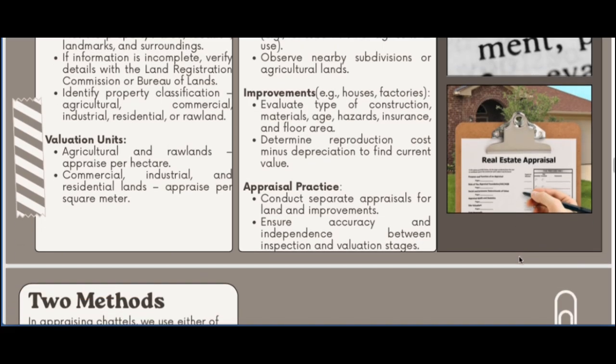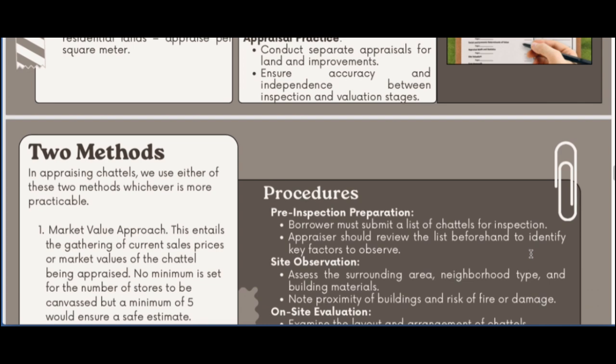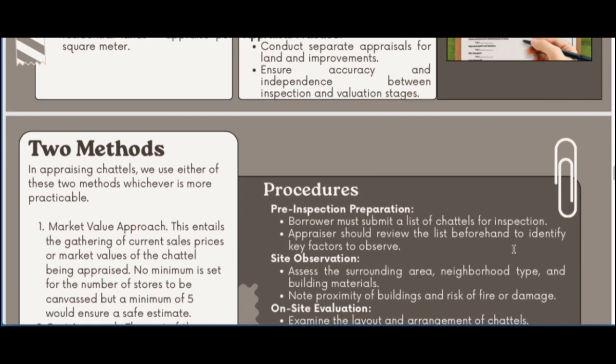Beyond real estate, sometimes personal items or chattels need appraising. There are two methods for this. First is the market value approach. This entails gathering current sales prices or market values of the chattel. This is like comparing prices. Appraisers gather current sales prices or market values of similar items. While there's no strict minimum, visiting at least 5 different places helps ensure a reliable estimate.